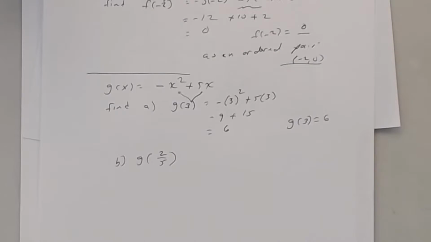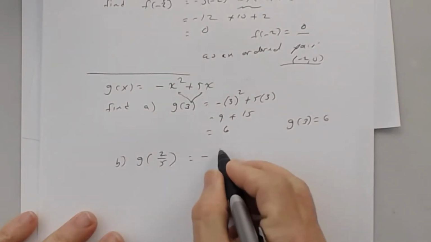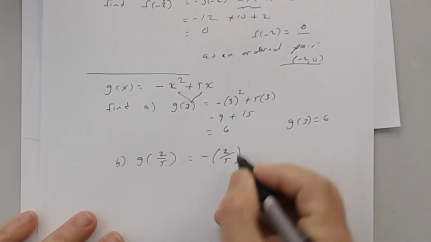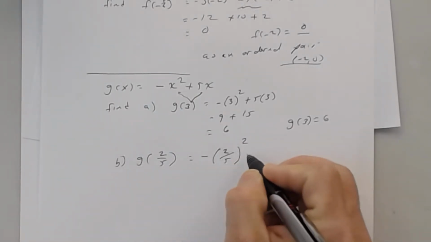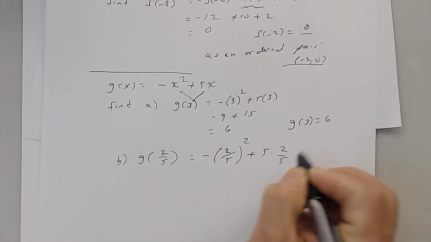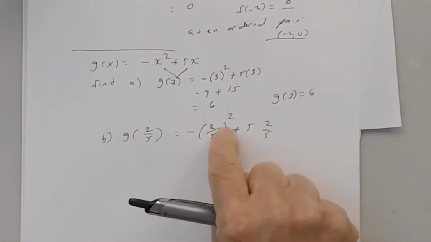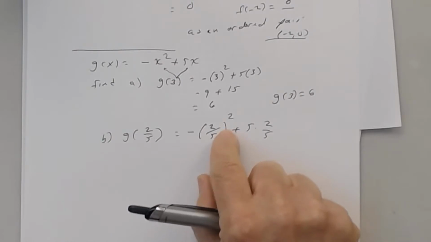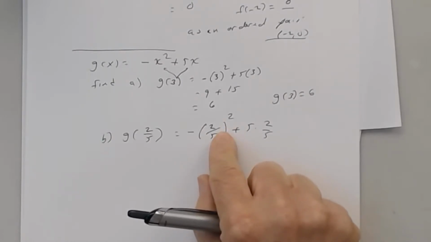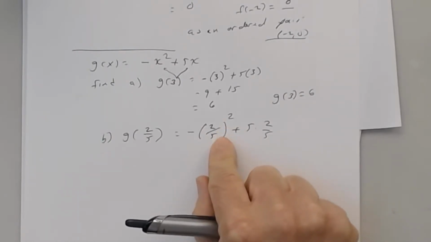All right, so g of 2/5. Here's what you're going to do. Wherever you see the variable x, you're going to plug in 2/5. So you're going to get negative, in parentheses, 2/5, and I'm squaring this 2/5. Plus 5 times 2/5. So order of operations. What is 2/5 times itself? 2/5 times 2/5. 4 over 25. 5 times 5 is 25, right?